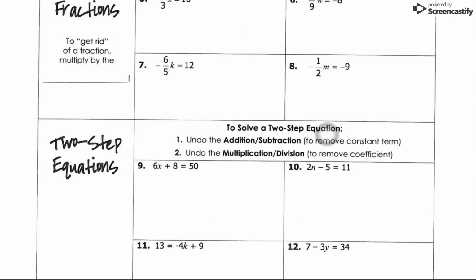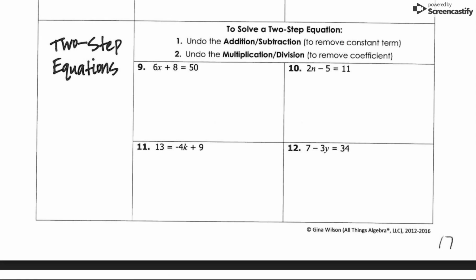All right, now we're going to look down at two-step equations. For two-step equations, the first thing you want to do is undo any addition or subtraction first, then do multiplication and division. You have to do it in that order or it's going to be difficult.